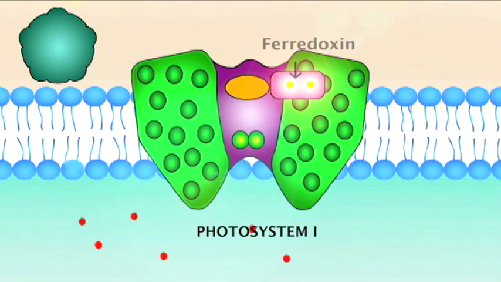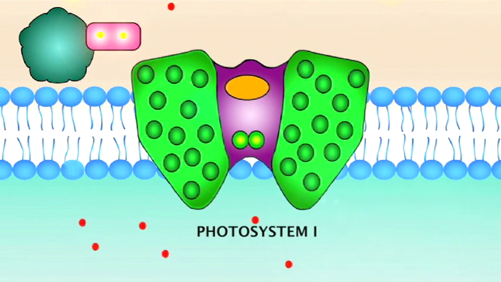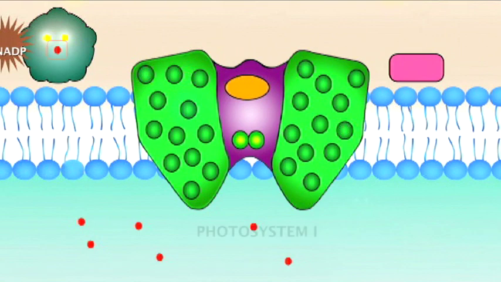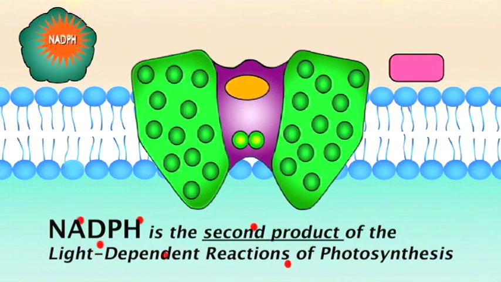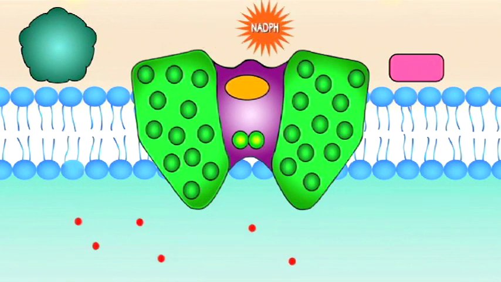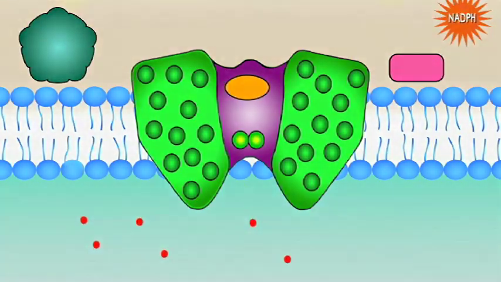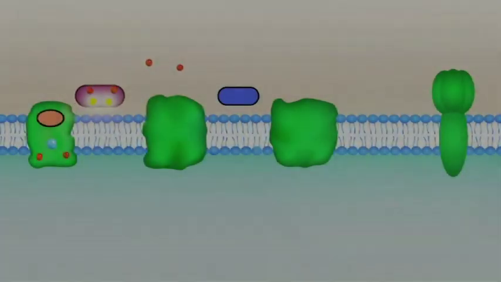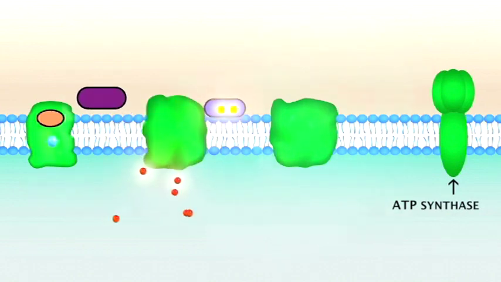Ferredoxin carries the electrons to an enzyme called ferredoxin NADP reductase. The enzyme then adds the transferred electrons to NADP, which, along with the addition of the hydrogen ion, forms NADPH, which is the second product of the light-dependent reactions of photosynthesis. NADPH will provide the reducing power used to form sugars in the light-independent reactions of photosynthesis that come later.